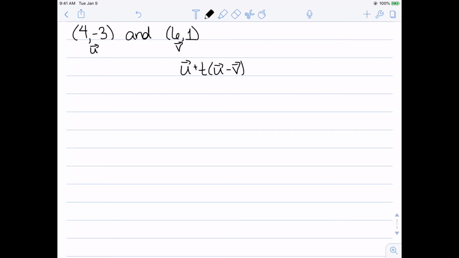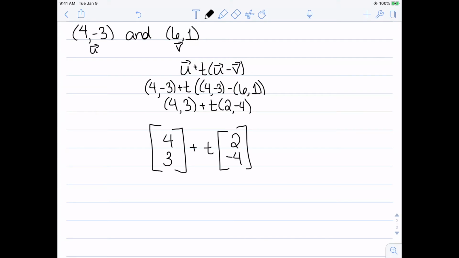The formula then said u plus t times u minus v, so now we can just stick in the information that we have. That gives us (4, -3) plus t times ((4, -3) minus (6, 1)). We can then subtract. We get (4, -3) plus t times (-2, -4). Writing this in terms that look more familiar, we would have the vector (4, -3) plus t times the vector (-2, -4). So this is going to look a lot like a solution with one free variable. In this case, t would be our free variable.